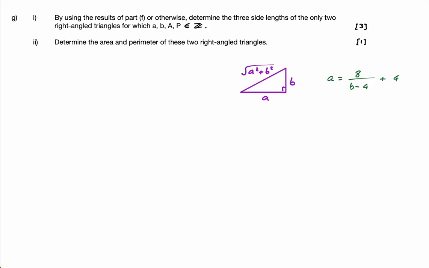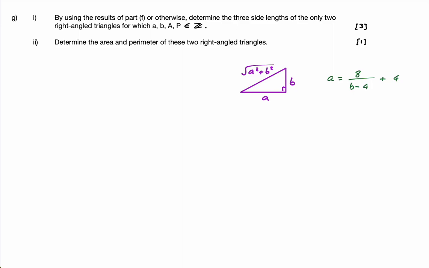So for part G, it says using the results for part F, or otherwise determine the three side lengths of the only two right angle triangles for which A, B, capital A and capital B are integers. So this was our result from part F, and it was related to this triangle.